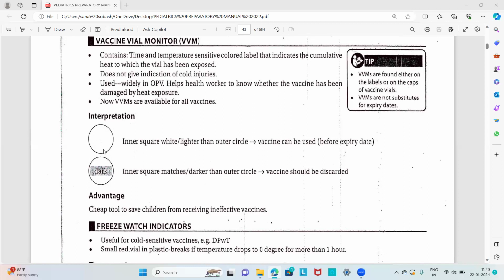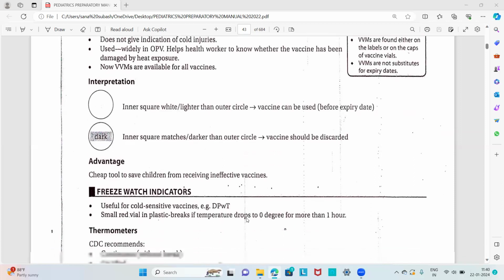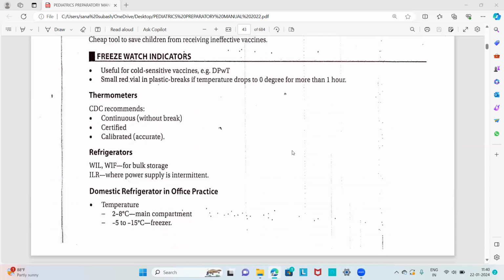By assessing the inner square and outer circle, we can compare their color. We can interpret whether the vaccine can be used or should be discarded. So that is the interpretation. And the advantage is that it is a cheap tool to save children from receiving ineffective vaccines. So that's all about the two important questions, that is vaccine vial monitoring and cold chain.